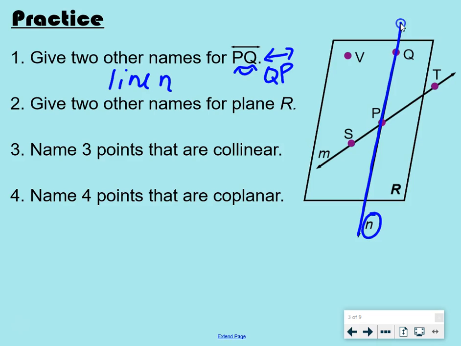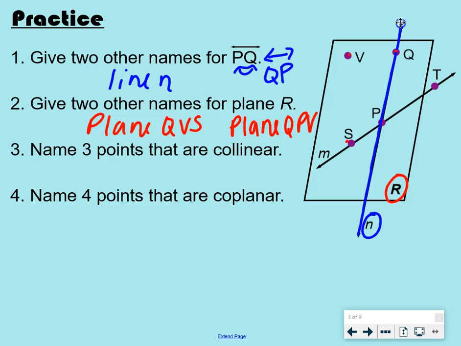Give 2 other names for plane R. We have plane R here, so we need 3 points that are not on the same line that are inside the plane. So we could do QVS. They could be in any order. It could be VQS. Or we could do QPV. You could also have QVP. You could have any combination of these 4 points, but only use 3 of them.